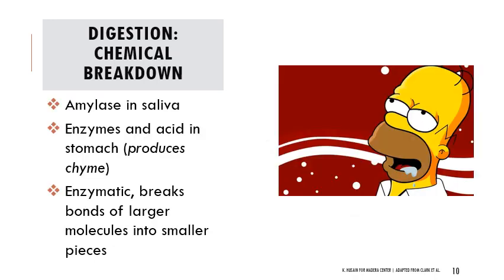So after we have a decent amount of mechanical breakdown, we have chemical breakdown. And actually this starts at the same time as mechanical breakdown in our mouths. So you might have had an experience where you eat a piece of bread and it starts to taste sweet as you're chewing it in your mouth. It turns out the smaller the carbohydrate, the sweeter it tastes to us.